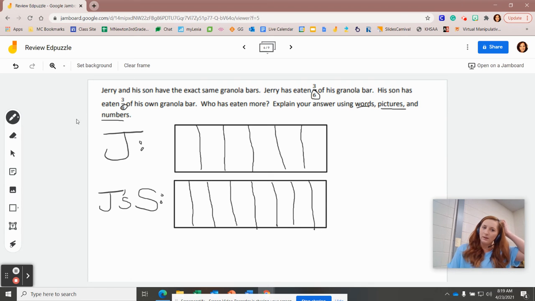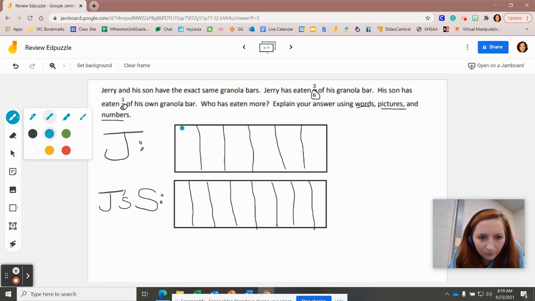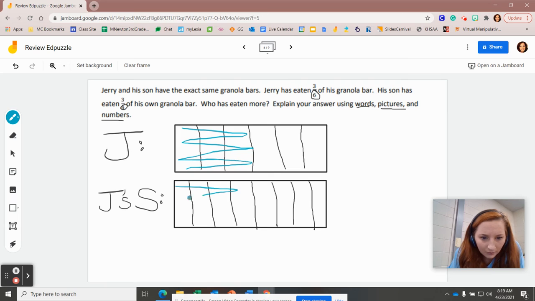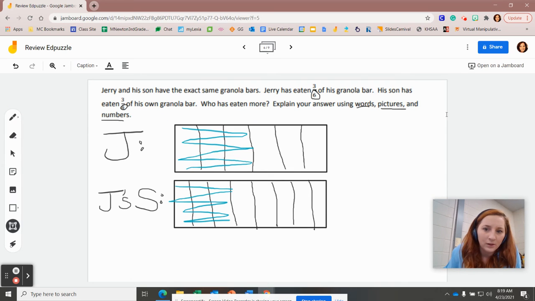Okay, who is eating more? So now we got to color them in. I'm going to use a different color. Okay, there's 3/8. Oops, I can erase that. And then here's 3/8, and at the top there's 3/6. Okay, we can clearly see that 3/6, which is half of the granola bar, is larger than 3/8. It says who is eating more. Okay, so we've got our picture. Check. Now we need our words and our numbers.